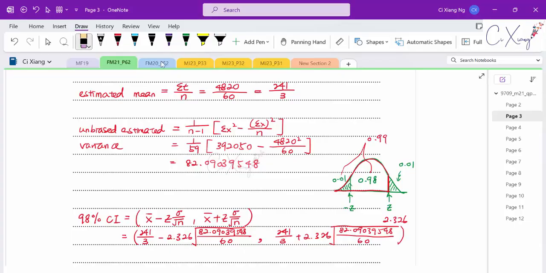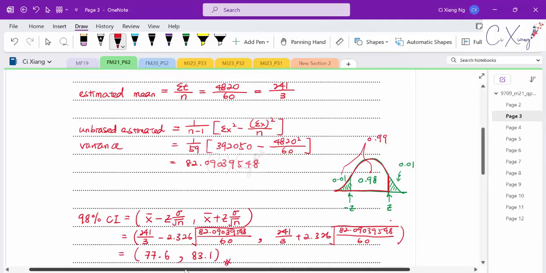Okay, so you just substitute all the values into the formula, and after that you'll get your final answer for the confidence interval. Of course, our final answer, I will want to correct it to 3 significant figures, and it will look something like this: 77.6 for the lower limit, then 83.1 for the upper limit. So this is how we get the answer for the 98% confidence interval.